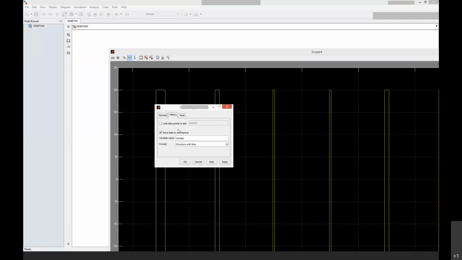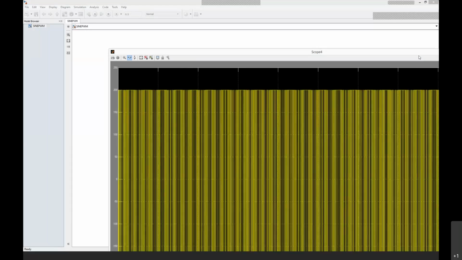In history, first we need to uncheck this limit data points to last, and select save data to workspace. Once this is done, we need to give a variable for this one. This waveform is the voltage across the load; since it is single phase, it gives you the phase voltage. So this is V phase, and the format we need to select is structure with time.